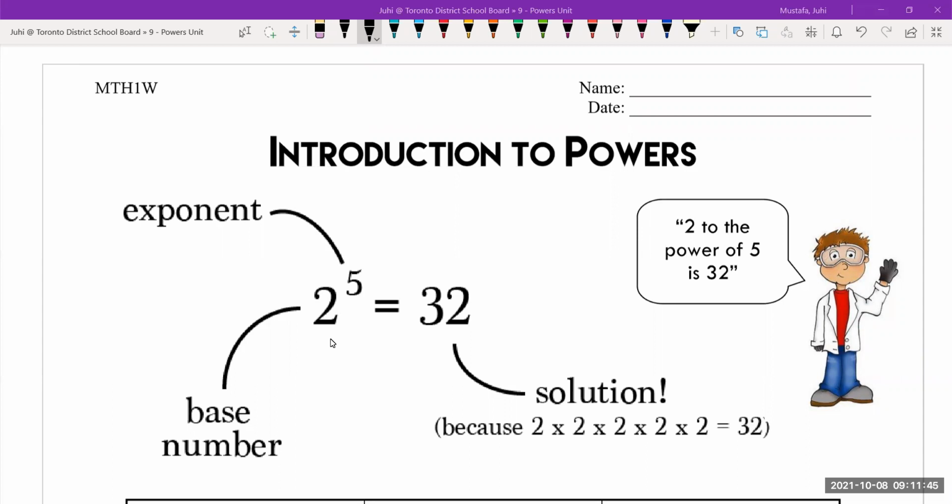It's basically 2 times 2 times 2 times 2 times 2. And the solution of that would be 32. The way that you read it is 2 to the power of 5. Is this familiar to everyone? We're good with this? Okay.